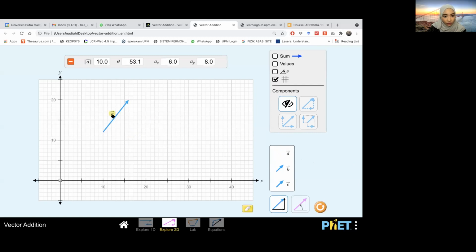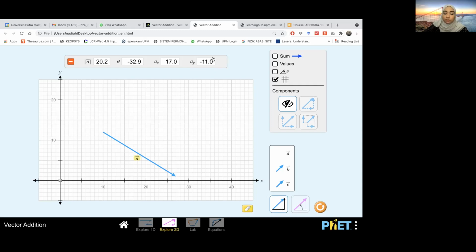Let's see. So my A vector is this way lah. Okay, bagi dia macam pelik sikit. So this is my A vector. It's a single vector. I'm not adding it with anything. It exists on its own. So does it have components? The answer is yes. If you look here, because I'm selecting this vector, it has an X component of 17 and it has a Y component of minus 11.